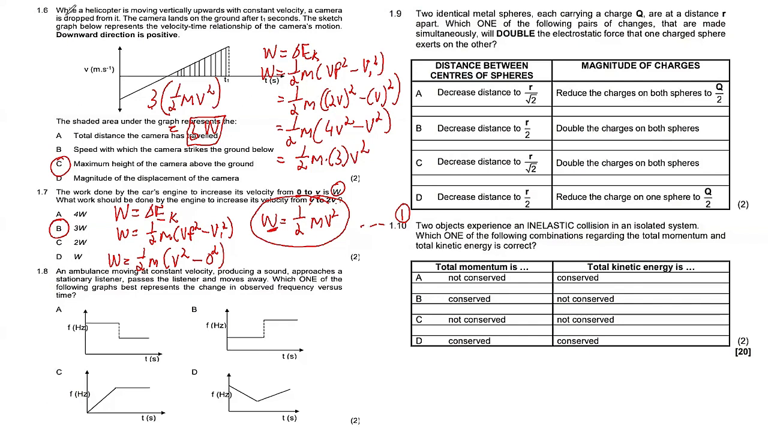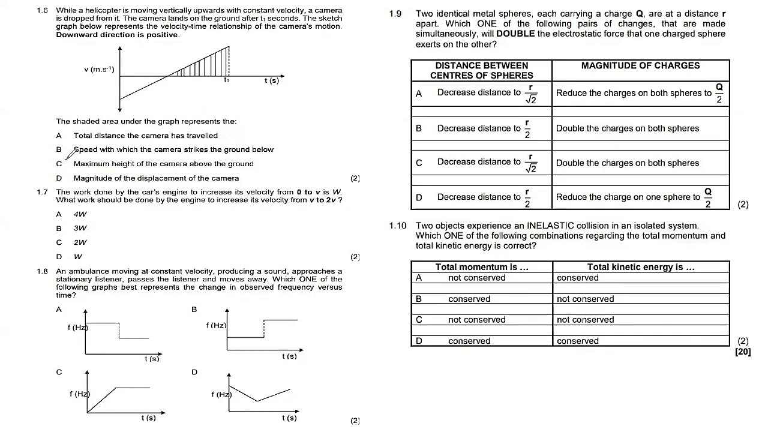Okay. And then let's now go to 1.8. It says an ambulance moving at constant velocity, producing a sound, approaches a stationary listener, passes the listener and moves away. So number one, it approaches. So we're expecting our frequency of the listener to be higher. And then it passes the listener and moves away. So here we are expecting the frequency of the listener to be low.